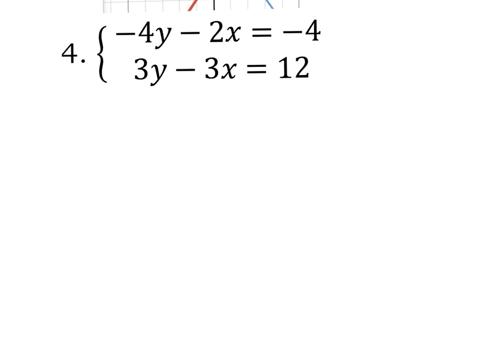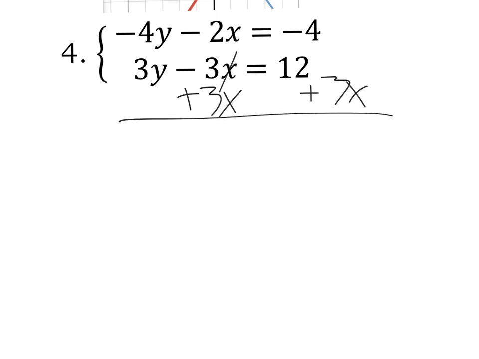Example 4, looking at this, it doesn't really seem like either one will be difficult to work with. So I am going to just add 3x over on this one and solve it for y. Why did I choose this? If I do this, I have less to write down. I don't have to copy down the equation again.